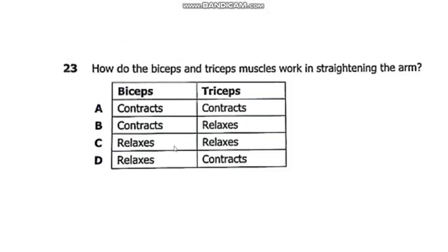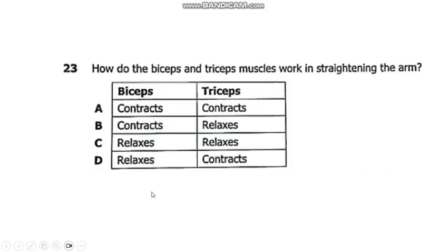We now come to our question 23. The question reads, how do biceps and triceps muscles work in straightening the arm? So when you are straightening the arm, what will happen to the biceps and the triceps? A. Biceps contracts, triceps contracts. B. Biceps contracts, triceps relaxes. C. Biceps relaxes, triceps relaxes. D. Biceps relaxes, triceps contracts.